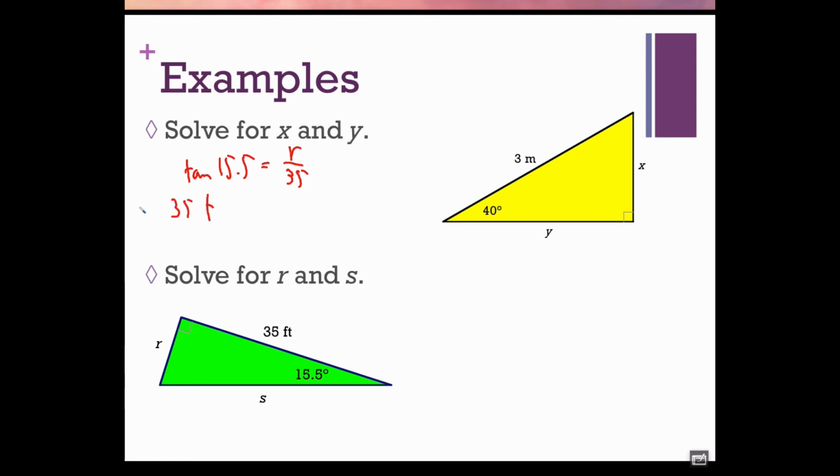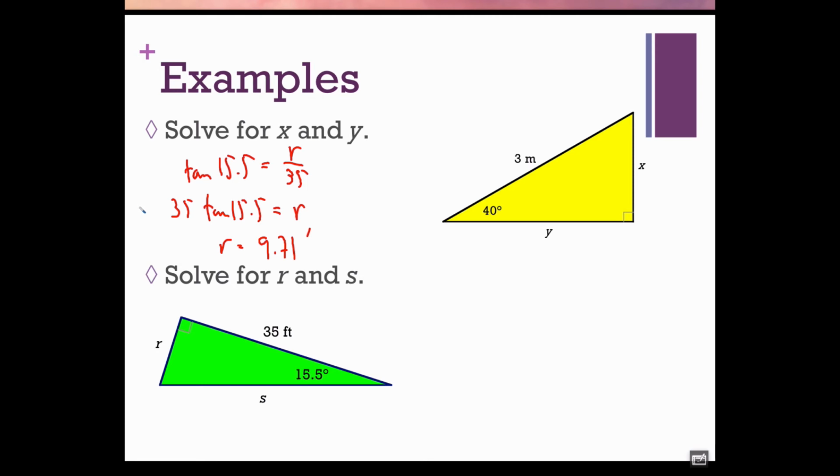So 35 times the tangent of 15.5 is equal to R. So therefore R is equal to bigger or smaller than 35? Smaller, because 15.5 is going to be smaller than that angle over there. 9.71. Can somebody confirm 9.71? Yeah. Beautiful. 9.71 feet. We good so far?